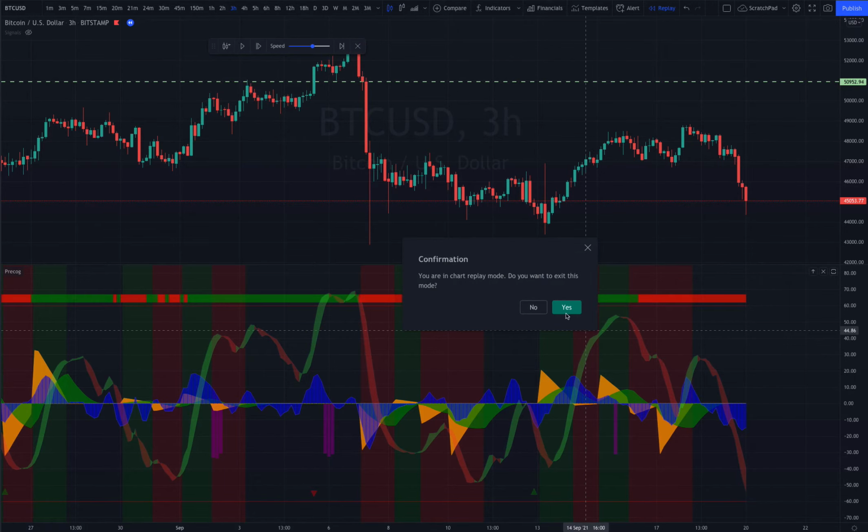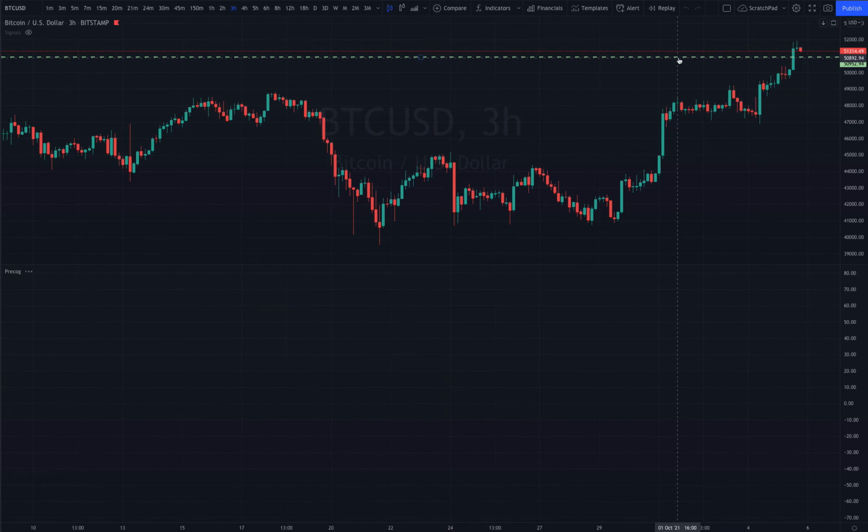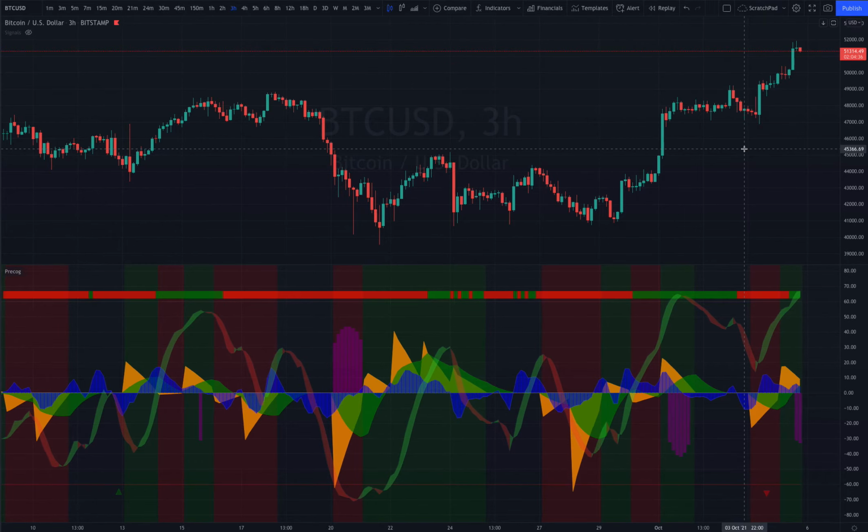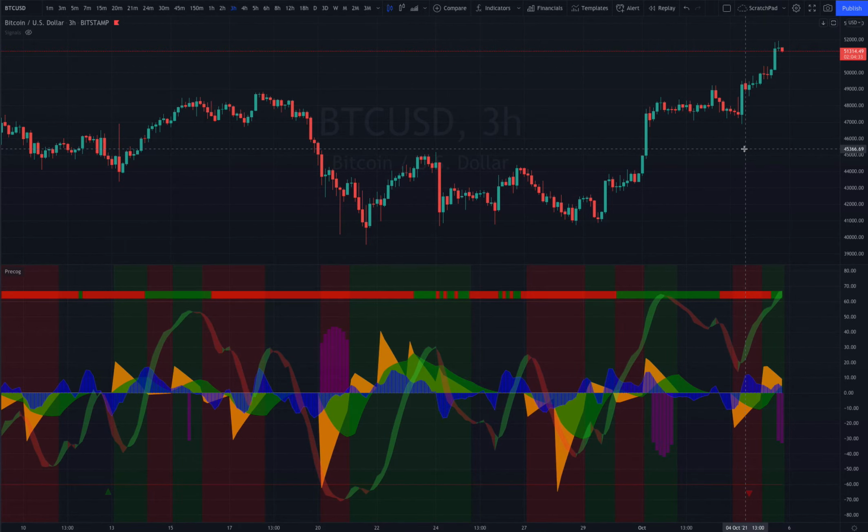So if I'm going to exit this and go to where we are right now, and you are surely listening to this in the future, right now, I have 2 hours left on this 3-hour candle. October 5th, 2021 at 8 p.m. Central Standard Time, which is UTC minus 5. I have a green bar. I have orange is up, blue is up, green is up.